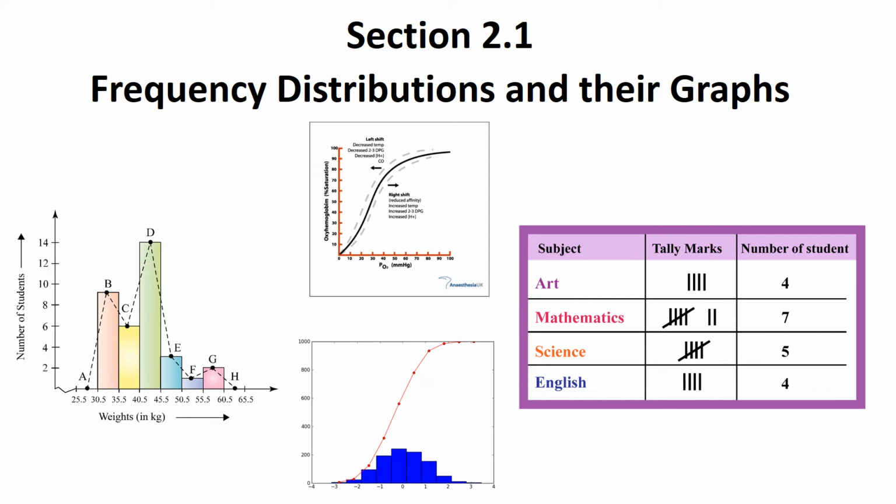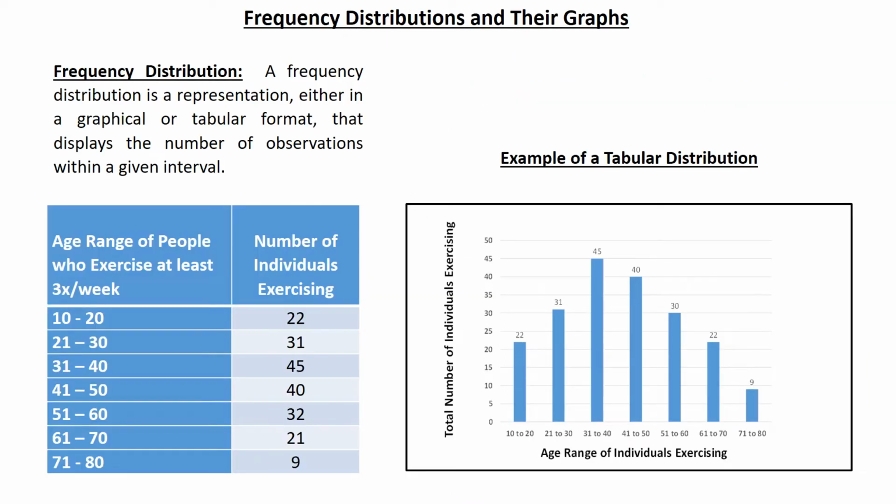Section 2.1, Frequency Distributions and Their Graphs. Frequency distributions are a method of looking at data in a graphical format. Often it's much easier to see if there is a pattern or some type of calculation that's readily seen graphically that's very difficult to look at by just seeing a list of information.